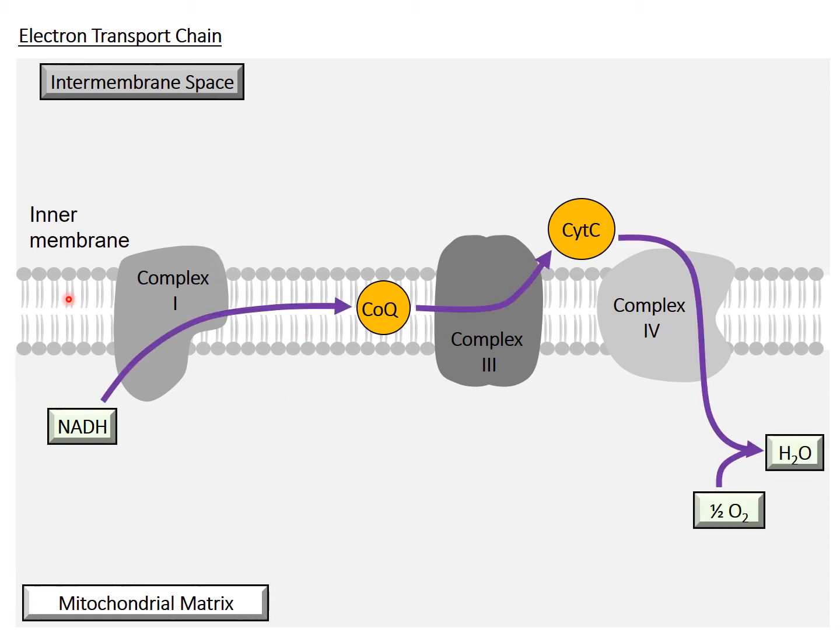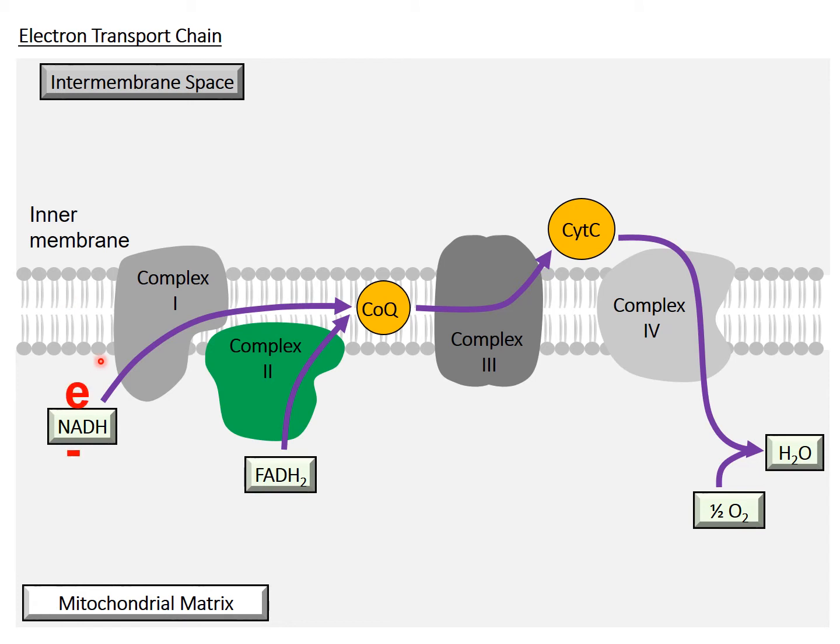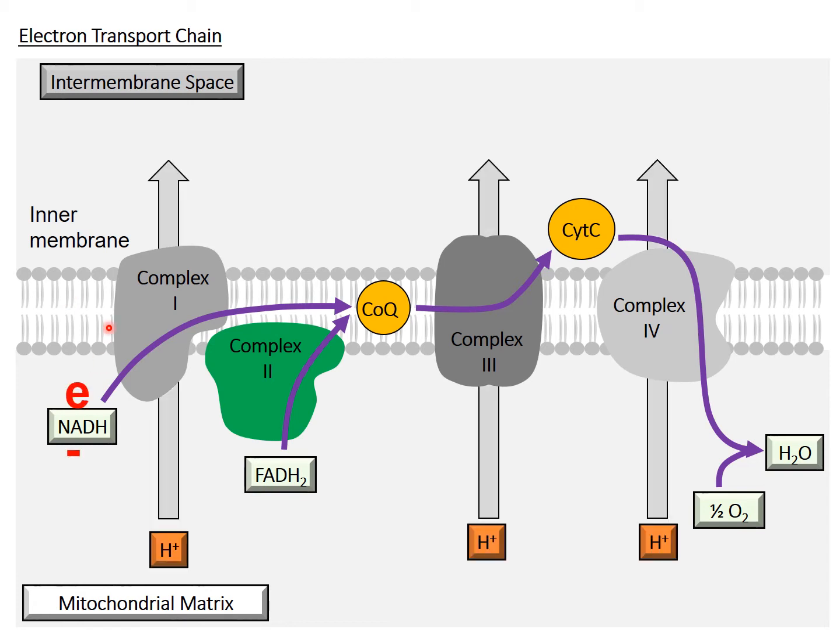And here's one important thing to take note: all protein complexes except protein complex 2 can use the energy from the flowing electrons to pump protons across the inner membrane into the intermembrane space. So it is the gradient of the protons built up in the intermembrane space that can be used to make ATP eventually.